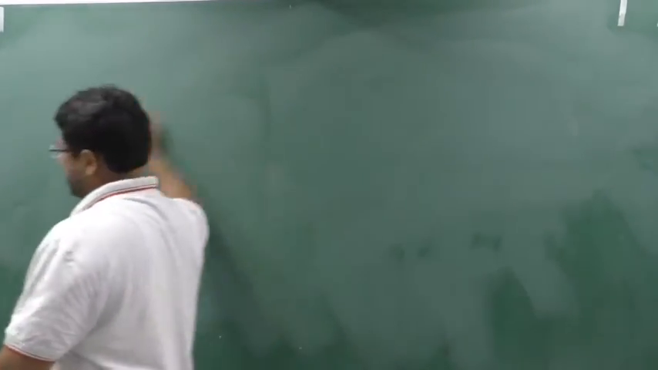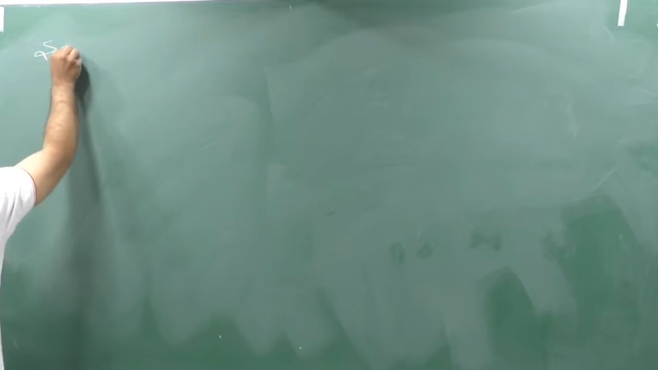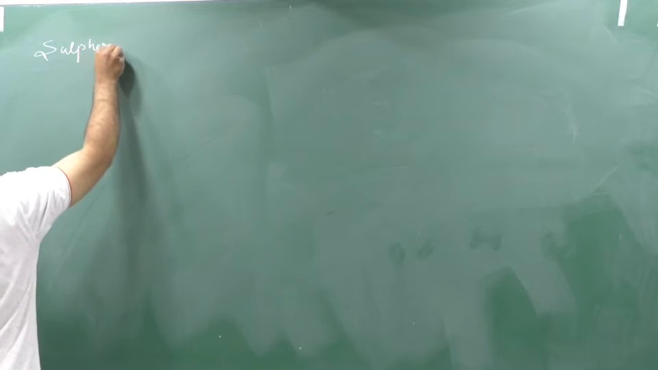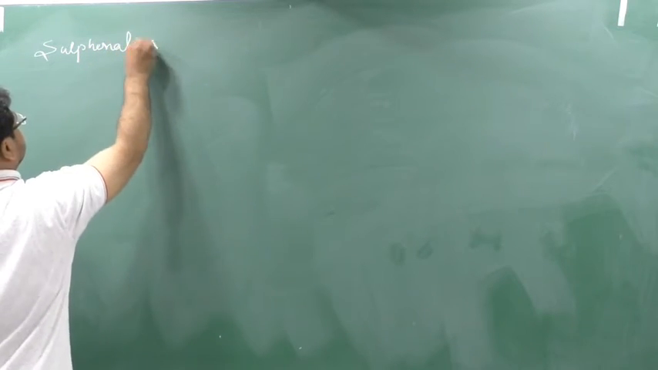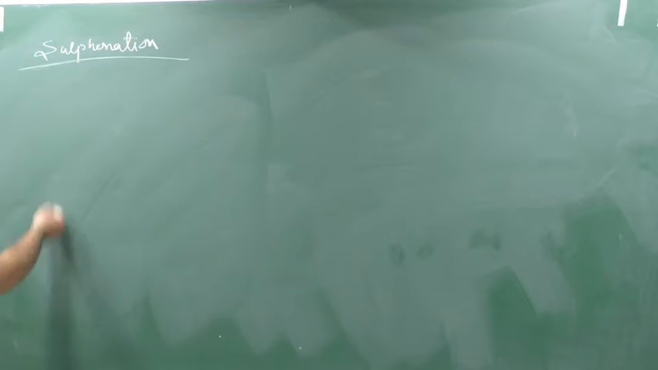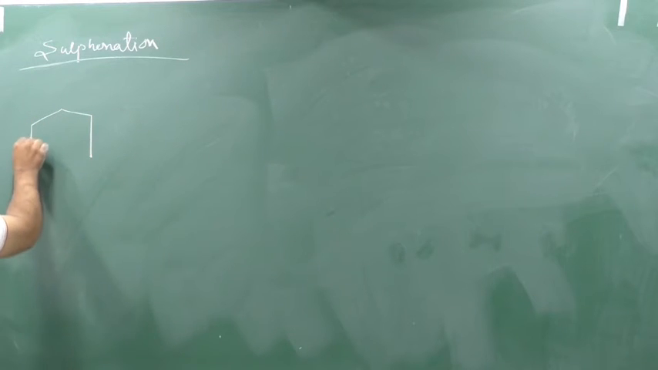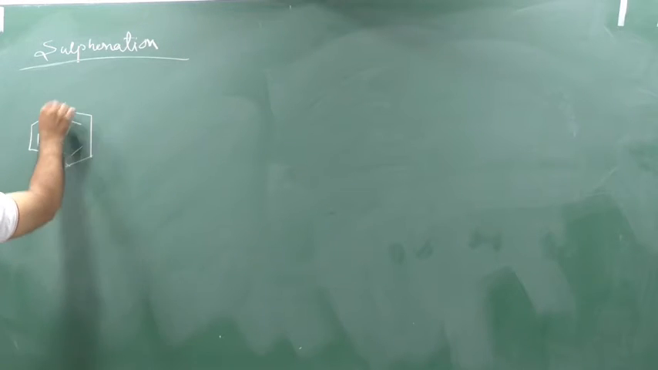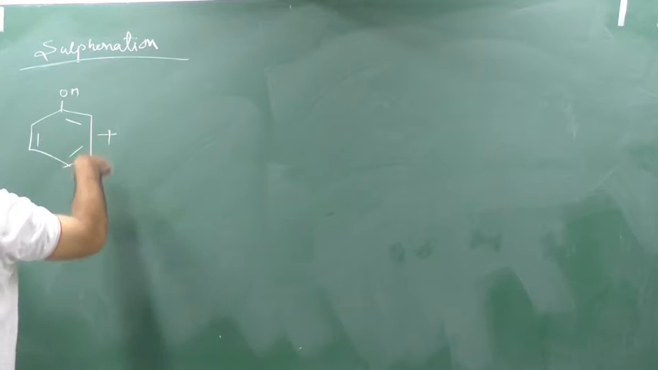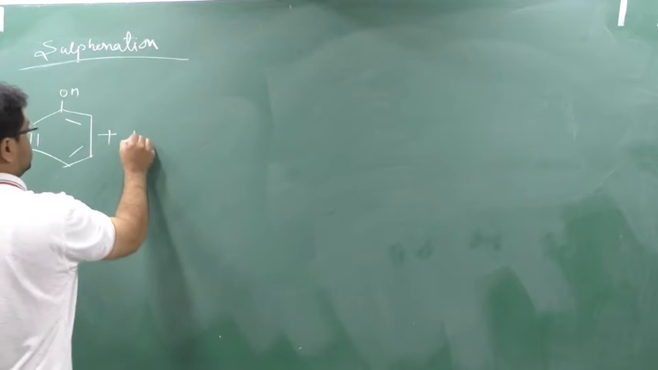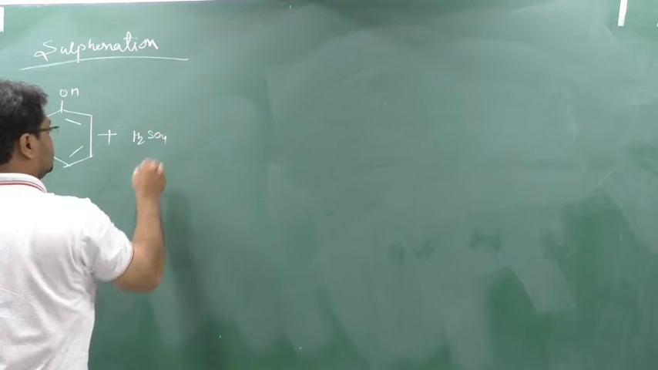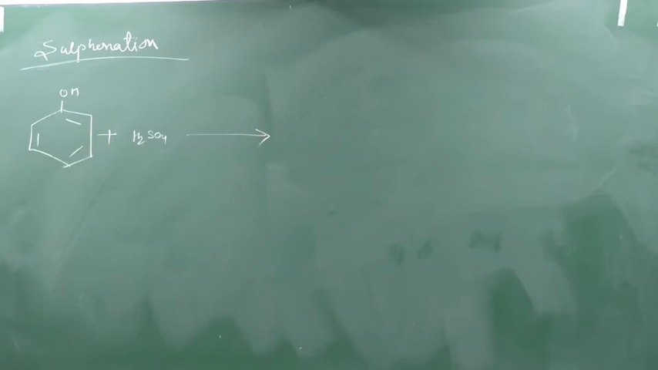So make a heading now, sulfonation. Okay, again here OH will come. And I am reacting with sulfonation. Sulfonation will have H2SO4. Okay, and you know OH will form two types of compounds, ortho and para.